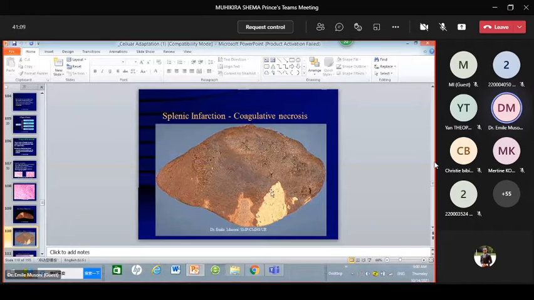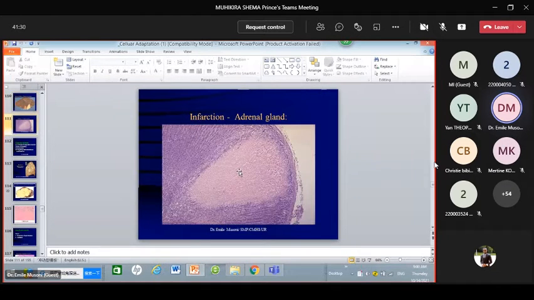Here it is in the kidney, and in the spleen, there is coagulative necrosis here. It is irreversible. Once you see this in an organ, it is better to remove that organ because there is cell death. This one is in the adrenal gland. This is the shape of the infarction. This is the capsule of the gland. Here there are some inflammatory cells.